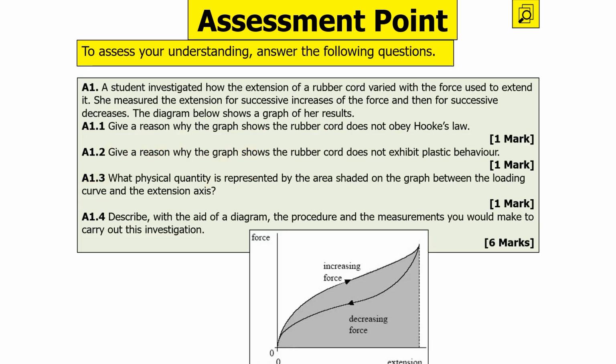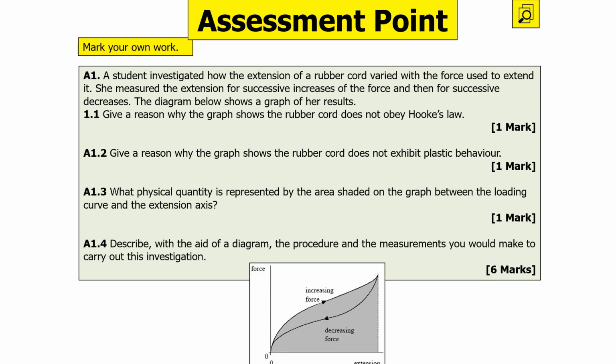The next question says, a student investigated how the extension of a rubber cord varied with the force used to extend it. She measured the extension for successive increases of the force and then for the successive decreases. The diagram below shows the graph of her results. Give a reason that the rubber cord does not obey Hooke's law. Give a reason why the graph shows the rubber cord does not exhibit plastic behaviour. What physical quantity is represented by the area shaded between the load curve and the extension axis. And then describe with the aid of a diagram the procedure and measurements you would use to carry out this investigation. So pause the video now, then unpause the video when you want to go through your answer.